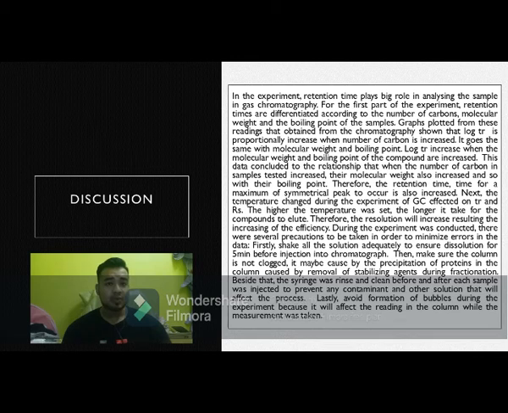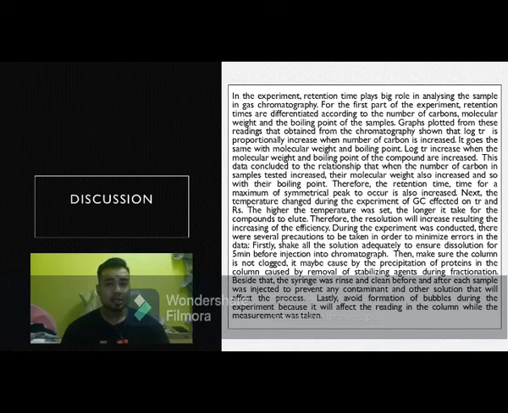During the experiment, there were several precautions to be taken in order to minimize errors in the data. Firstly, shake all the solution adequately to ensure dissolution for 5 minutes before injection into the chromatograph. Then, make sure the column is not clogged. It may be caused by the precipitation of proteins in the column, caused by removal of stabilizing agents during fractionation.